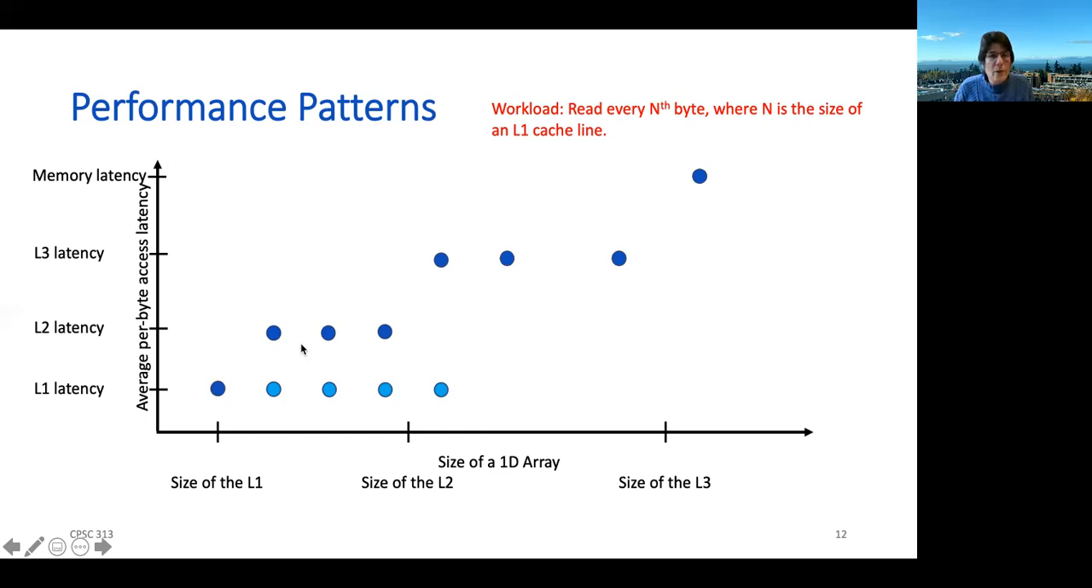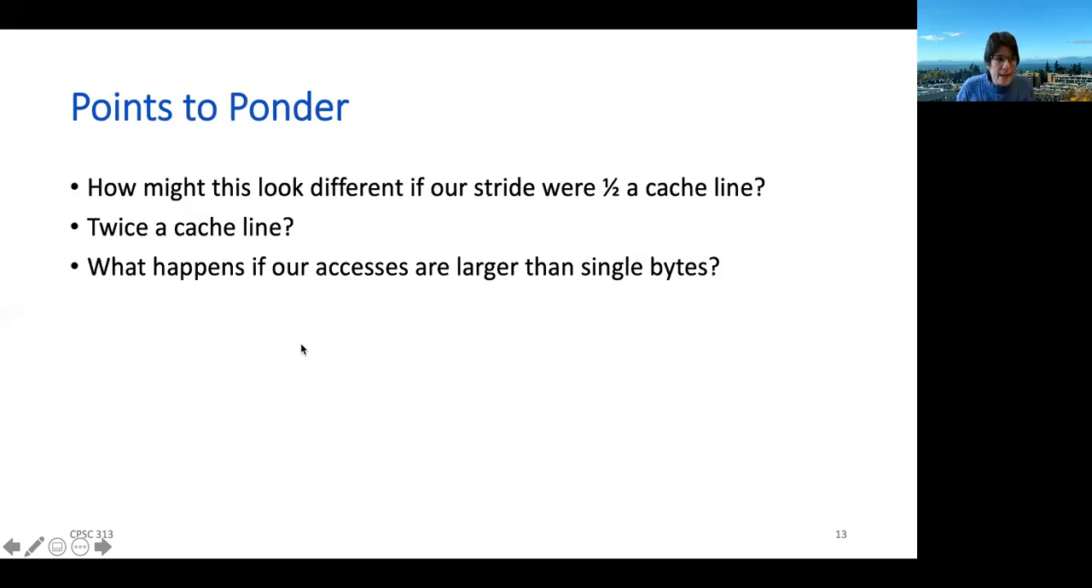And so what I want you to think about before coming to class is what this would look like if the stride were half the size of a cache line. What if it were twice the size of a cache line? I'm not looking for detailed performance numbers. I'm looking for some intuition and a vague idea of, oh, I guess it would behave slightly differently. And now what happens if I access bigger units of memory instead of each individual byte?